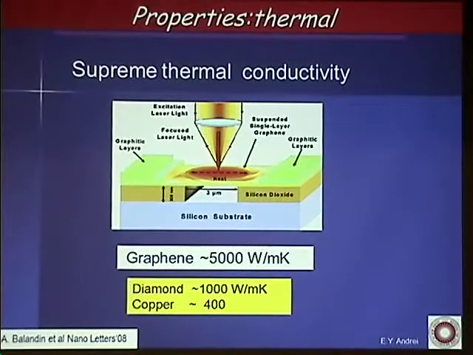Thermal properties: it has huge thermal conductivity, which is potentially very useful in electronics, and that's again because of those strong sigma bonds. So the conductivity of graphene is about 5 times larger than diamond and about 20 times larger than copper.